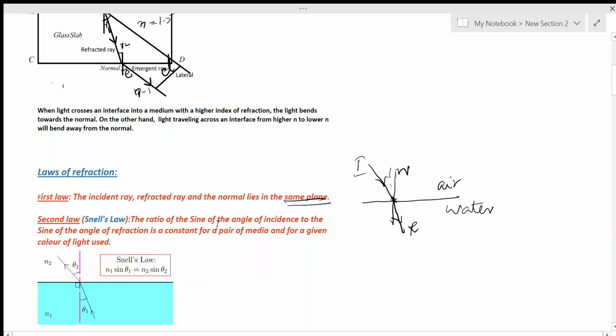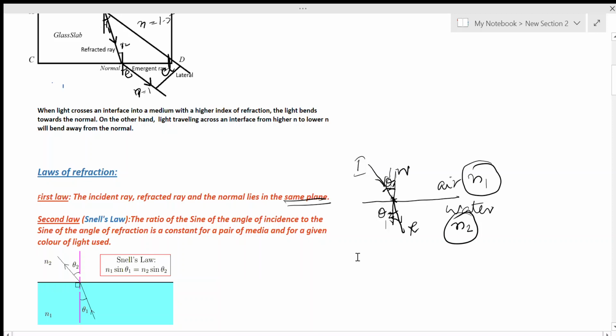The ratio of the sine of angle of incidence to the sine of angle of refraction is a constant for a pair of media and for a given color of light used. So if for air you are taking N1 as the refractive index and for water you are taking N2 as the refractive index, and you are taking this angle of incidence as theta 1 and this angle of refraction as theta 2.